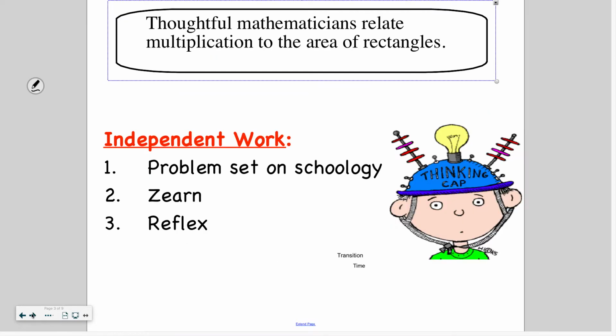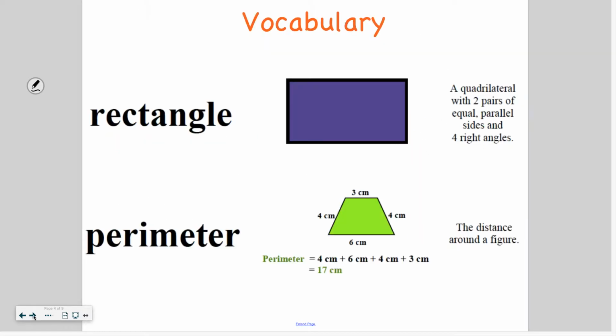So let's get into today's actual lesson. Today, thoughtful mathematicians relate multiplication to the area of rectangles. Let's review our vocabulary. We know that a rectangle is a quadrilateral or a 4-sided shape, and it has 2 pairs of equal and parallel sides, and there are 4 right angles.